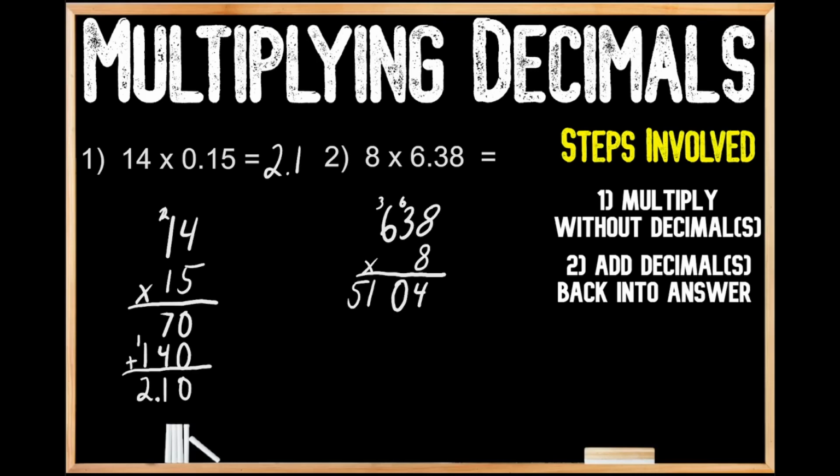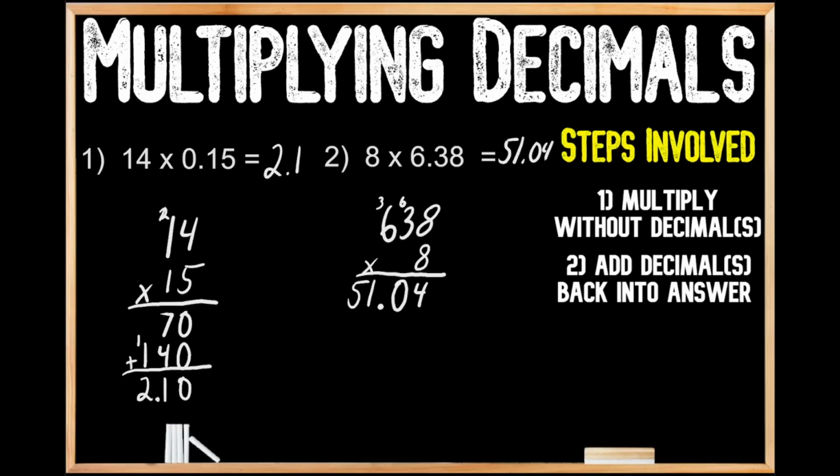Now we're going to move on to step number 2, where we're going to add the decimals back into our answer. Again, we're going to look up top here, and we can see that in 6 and 38 hundredths, we have 2 digits to the right of the decimal place. So we need to make sure in our answer that we have 2 digits to the right of the decimal place. Our decimal is going to conveniently land right between the 1 and the 0 here, giving us 51 and 4 hundredths. So when we multiply 8 times 6 and 38 hundredths, we get 51 and 4 hundredths.